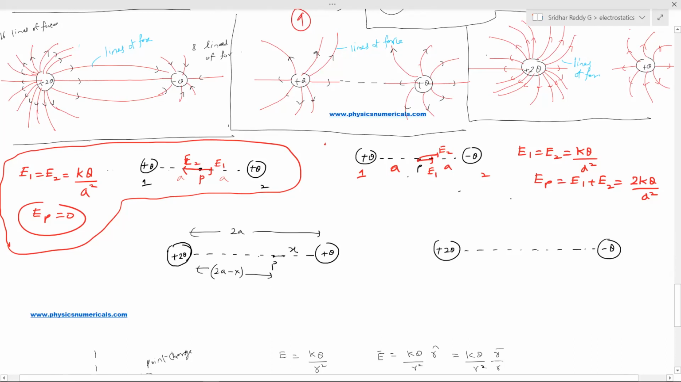What is the resultant field here? This is point 1, E1, and here it will be E2. So the resultant field at this point will be E1 minus E2. What is E1? K2q by 2a minus x whole square. What about E2? Kq by x square. So I want the point where the field will be 0, the position. So it should be equal to 0.